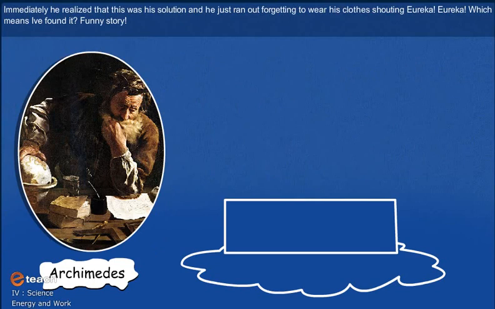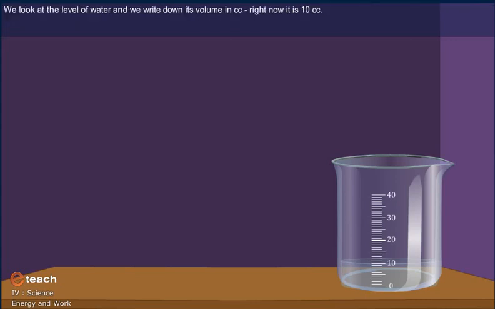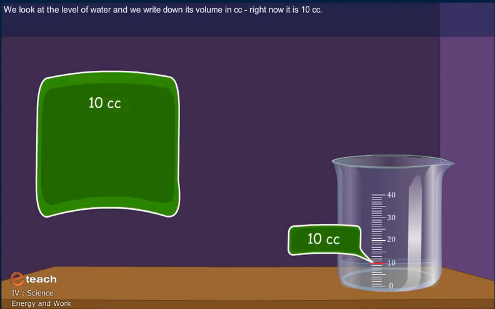Funny story. Let us try this experiment to understand what Archimedes discovered. We have this beaker of water. Now, a beaker is just simply a jar which has a scale to measure the water in it. We look at the level of water and we write down its volume in cc. Right now, it is 10 cc.